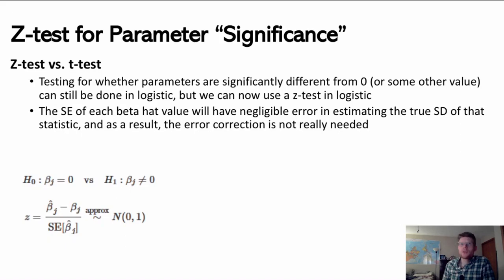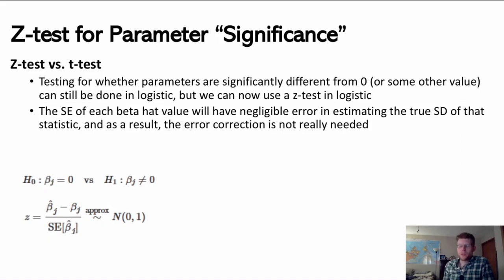What we would do here is find the difference between our observed statistic, our observed parameter estimate, and the null hypothesized parameter, which is likely going to be 0 for this kind of test, and then divide that by the standard error to get a z-score or z-value.